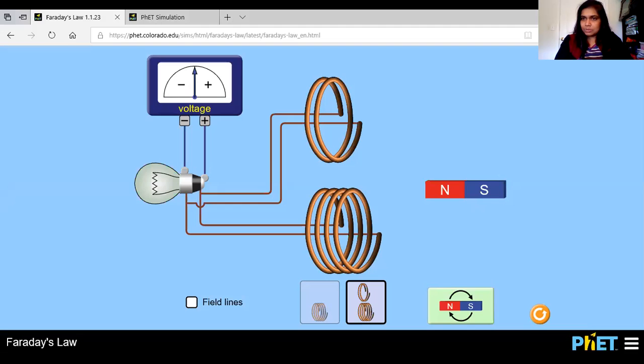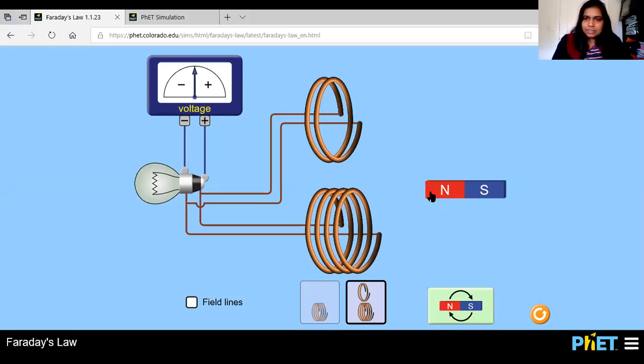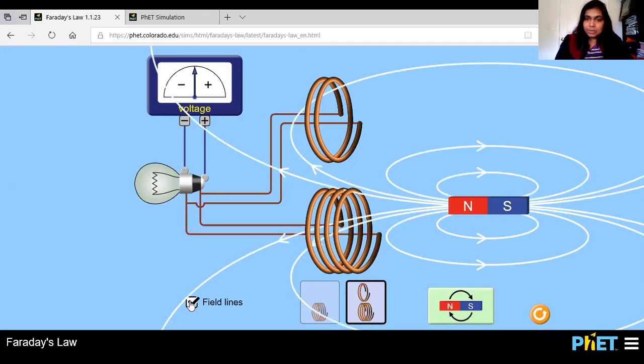But as you see here, hold on. Okay, so here's the North Pole and South Pole. When you have a magnet, there are magnetic field lines that go around the magnet, starting from the North Pole and going towards the South. So when you want to find out the direction of the magnetic field, that's how you draw the magnetic field lines. Field lines start from north and go towards south.